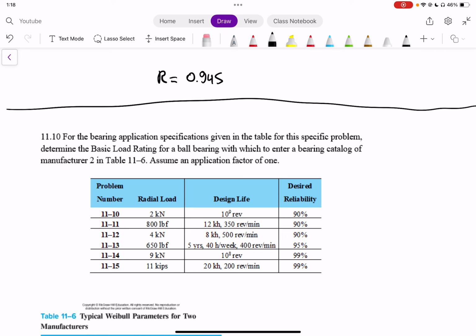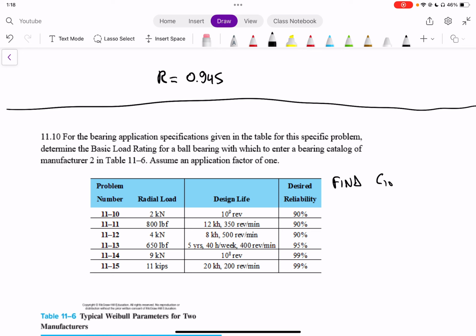So for 11-10, we would have the first problem, and we could say find C10, which is your basic load rating. Okay, so your basic load rating is C10. And for 11-10, we have a desired reliability of 90%. We have a design life of 10 to the 9 revs, and we have a radial load of 2 kilonewtons.